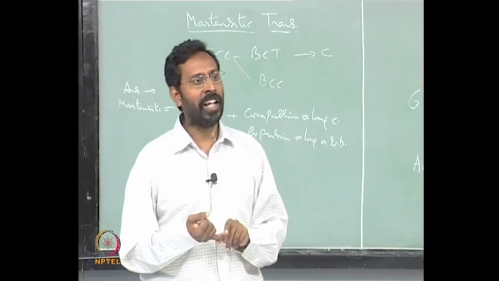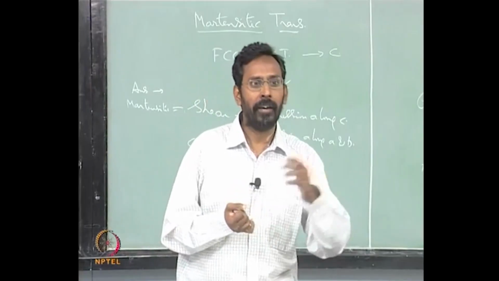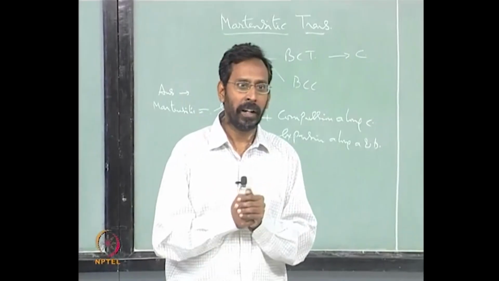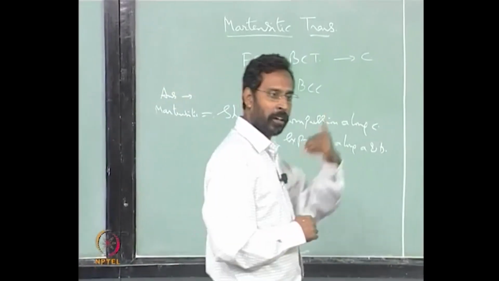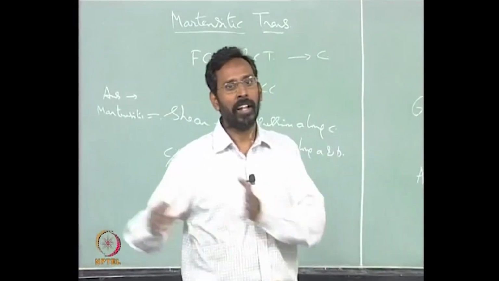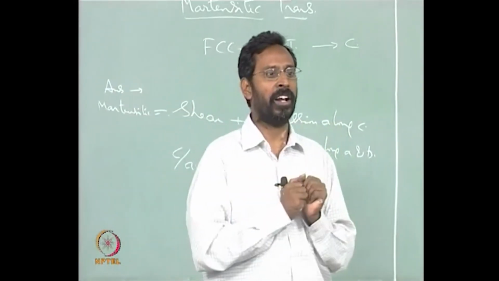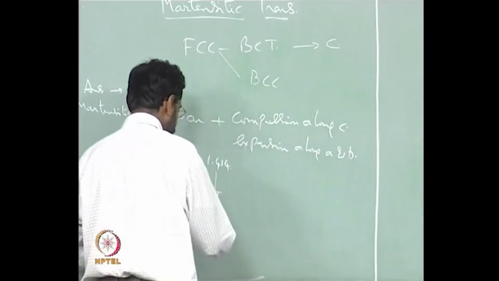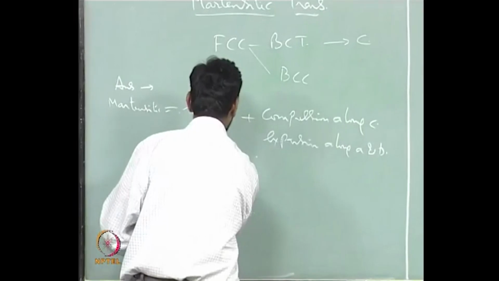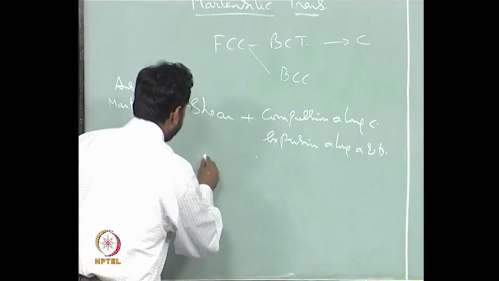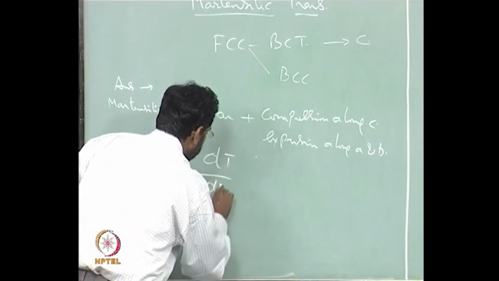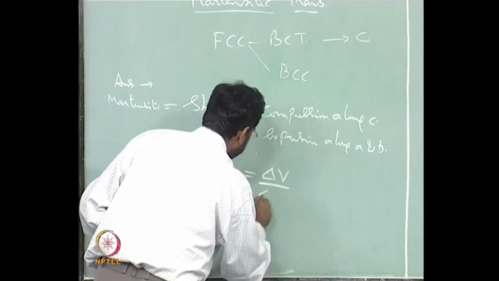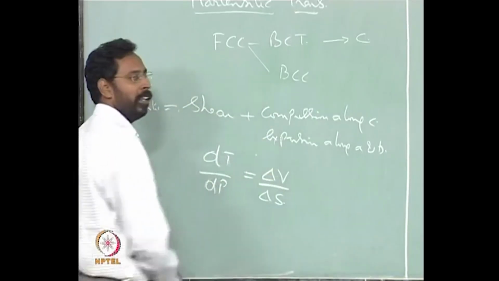So there is definitely going to be some rise in the free energy of gamma because of the stresses, but at the same time the second factor which counteracts that is the fact that you are putting a hydrostatic pressure. And then you would see, if you simply look at the Clausius-Clapeyron equation, which says that dT/dP is ΔV by ΔS, this and this.